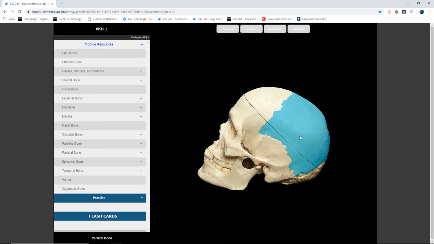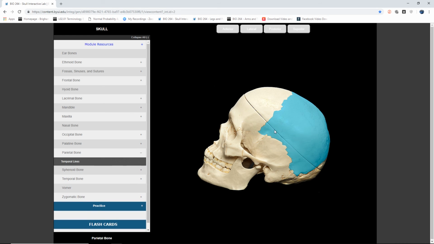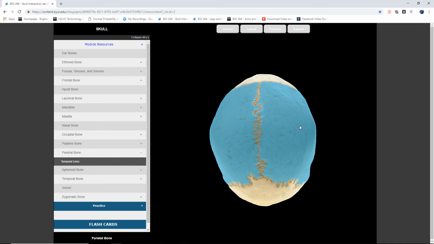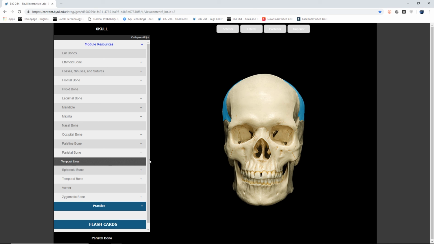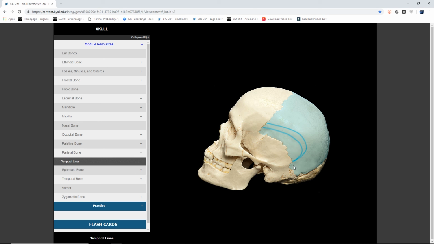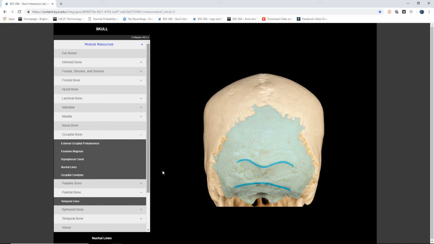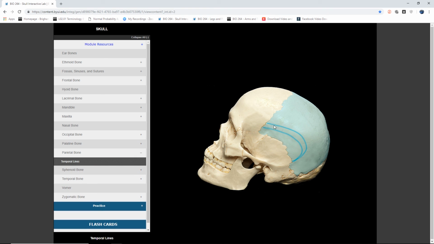Next we have the parietal bone right here. Easy way to remember it is parietal, like parent. The parent is the head or the top of the family. And we can see that these are the parts of the skull that are at the top. Temporal lines. So on the skull, we're only going to have two lines. Remember, the other one is the nuchal lines. Sounds like neck. And then we have the temporal lines, which are next to your temple.